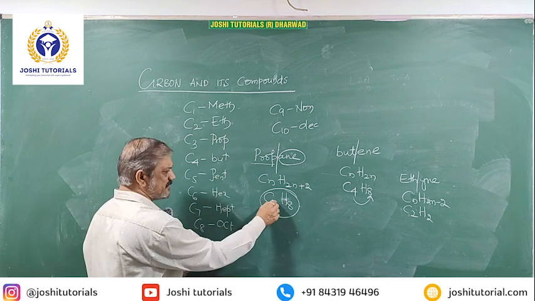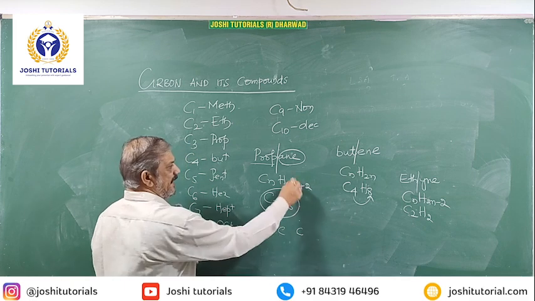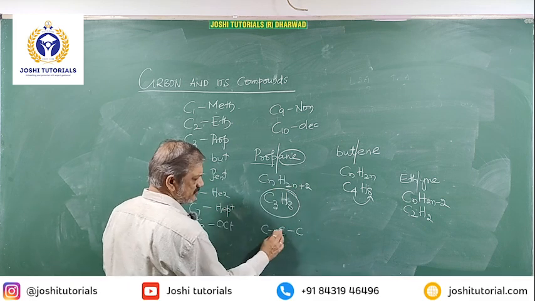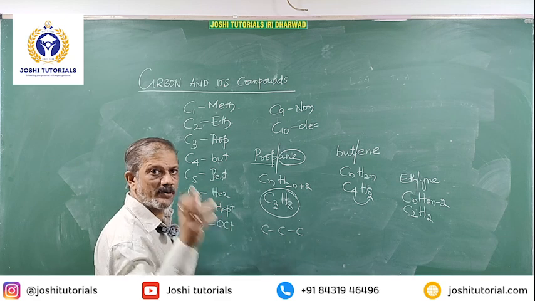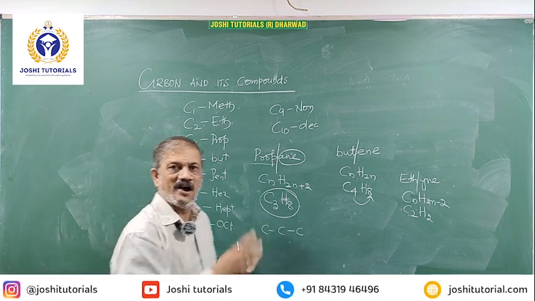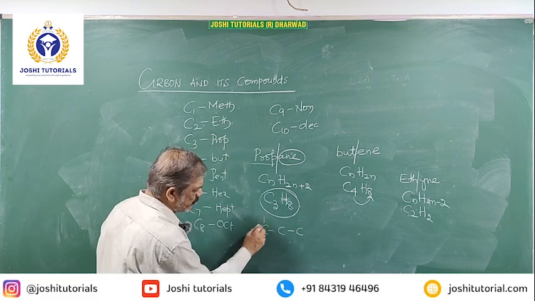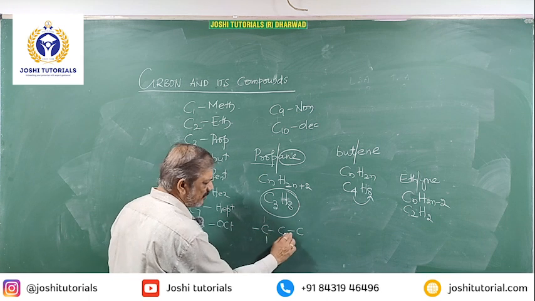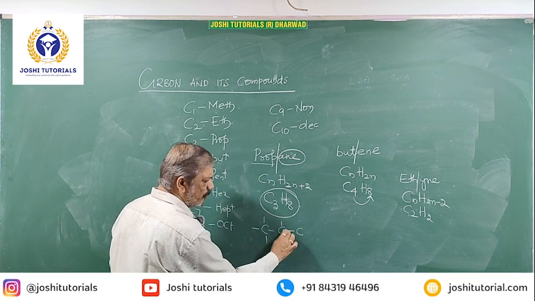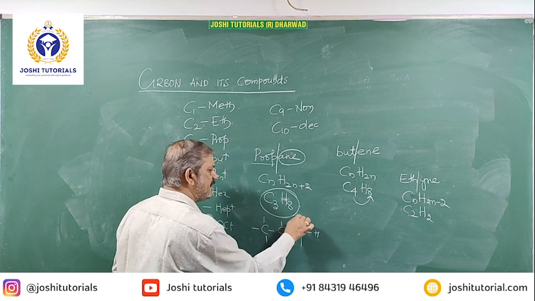If you want the structural formula, 1, 2, 3, in single bond. Next, you remember valency. Carbon is 1 here. But initially I told you carbon has valency 4. 1, 2, 3, 4. 1, 2, 3, 4. 1, 2, 3, 4. Here you have to write hydrogen.